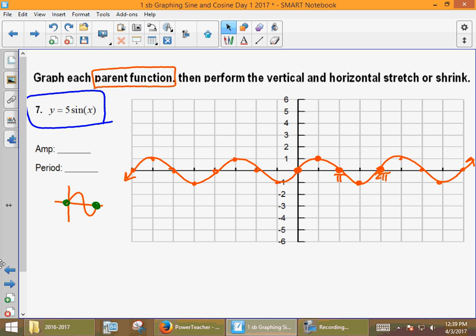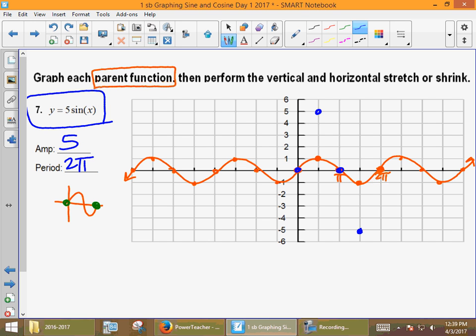So when you look at this, what's the amplitude of the new graph? 5. Period. 2 pi. It doesn't change because there's no number in front of x. So the horizontal spacing is not going to change at all, but each wave, instead of going up to 1, is going to go up to 5, and down to 5 too.